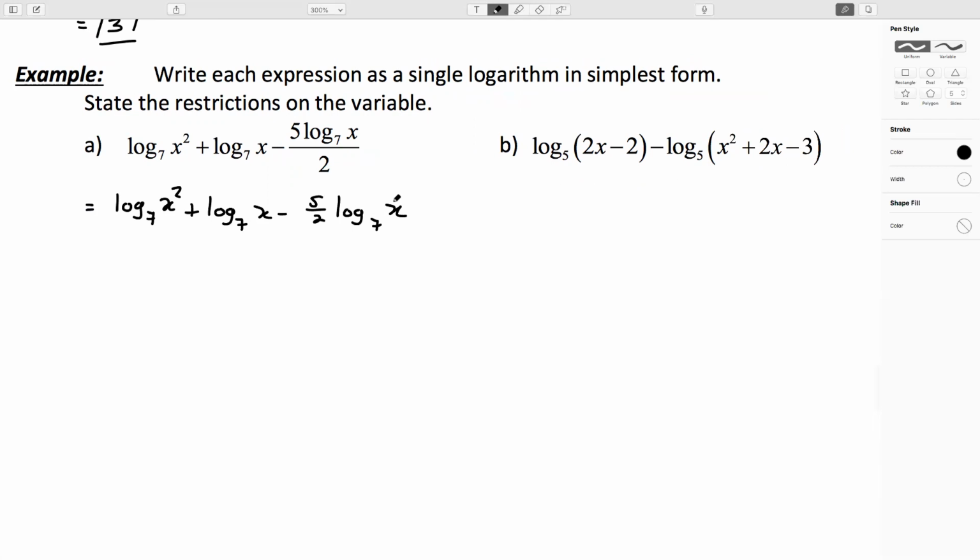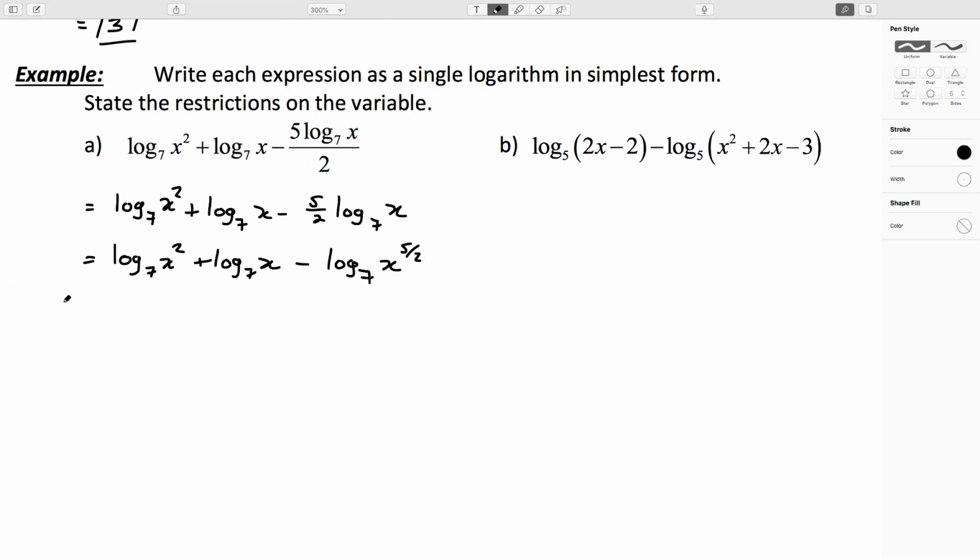And now I could put all these terms together, but I think what will make it a little easier is if I simply join all of my logs together. There's 3 coefficients here. Sorry, what am I saying? I need to move this up top first. Once I get rid of my coefficient and everything becomes a 1, then I can join my terms together. So this is log base 7 of x squared plus log base 7 of x minus log base 7 of x to the 5 over 2.